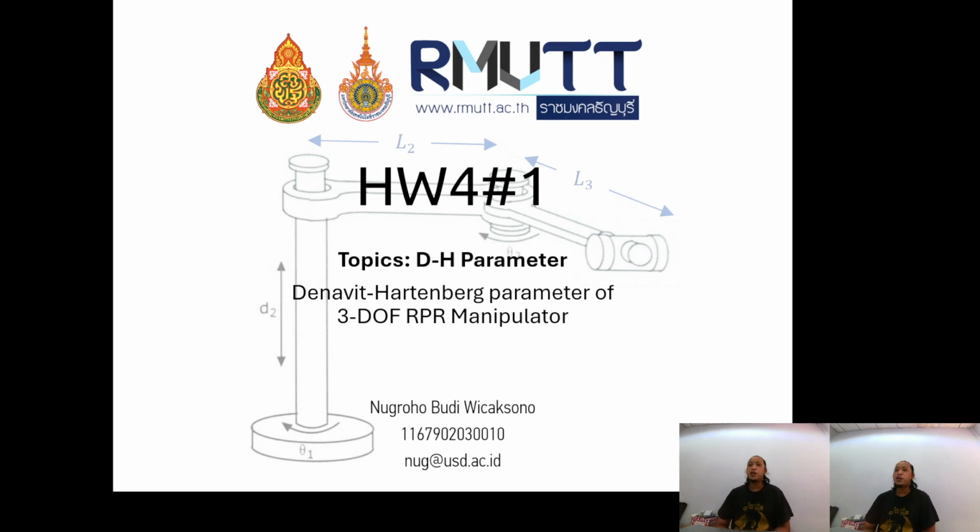This is my homework number one with the topic of DH parameters. We are going to solve the Denavit-Hartenberg parameters for a 3 degree of freedom RPR manipulator, revolute, prismatic, and revolute. This is the original image of the robot.